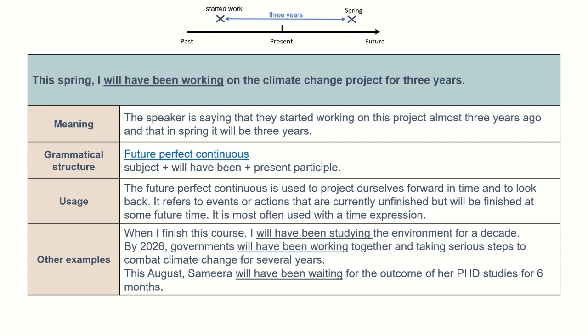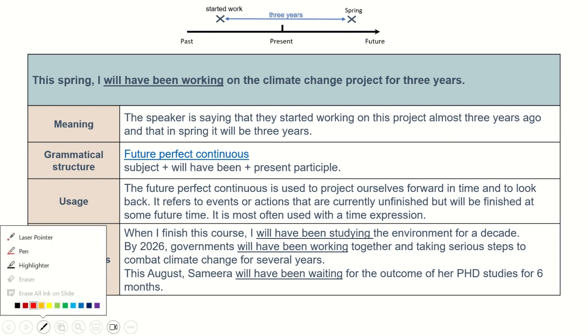We use this one to talk about events and actions that are currently unfinished but will be finished at some future time. And usually it's used with a time expression. Okay, so usually I find "for" plus a period of time. When I finish this course, I will have been studying the environment for a decade.